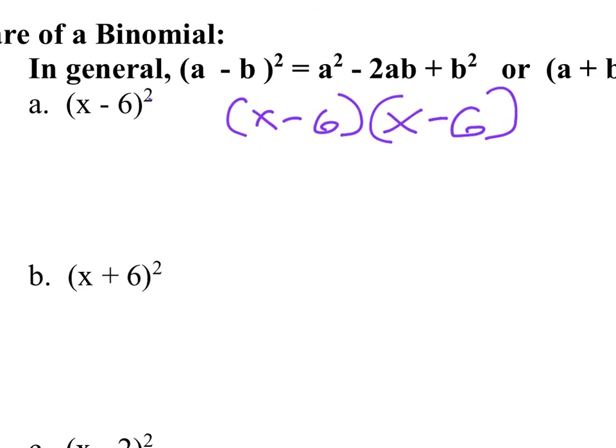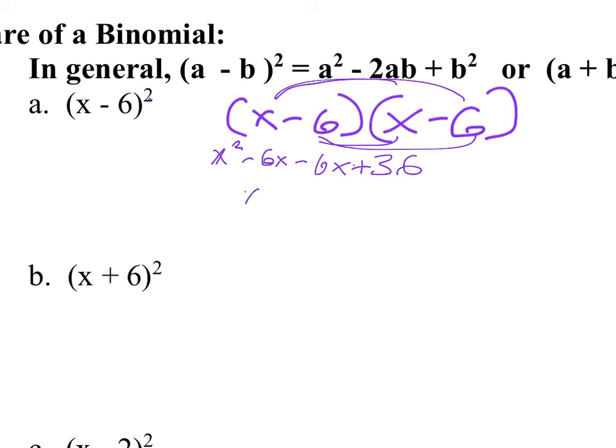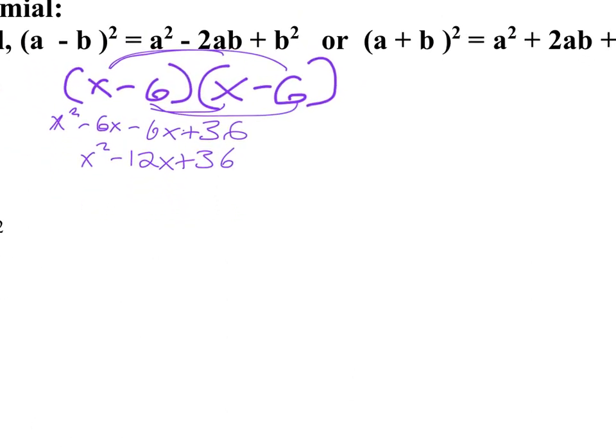So, sometimes it's easier to just write it out and multiply it. So, you'd have x squared minus 6x minus 6x plus 36. We add the two middle terms, x squared minus 12x plus 36. Okay, now let's look at our pattern here.